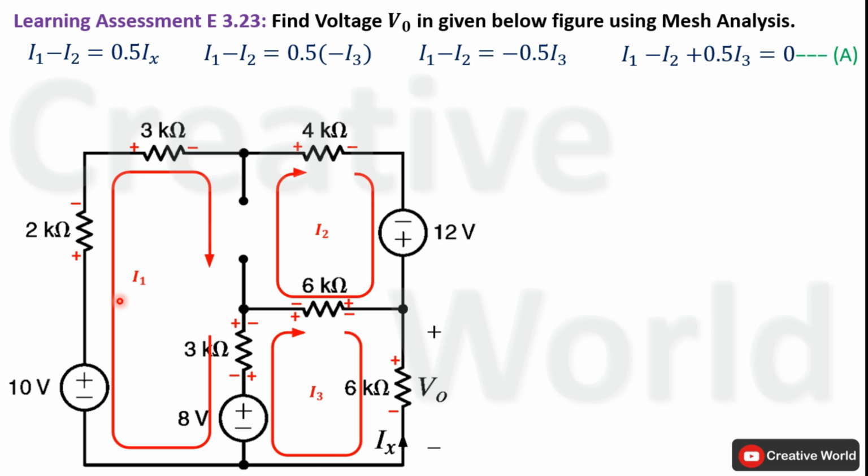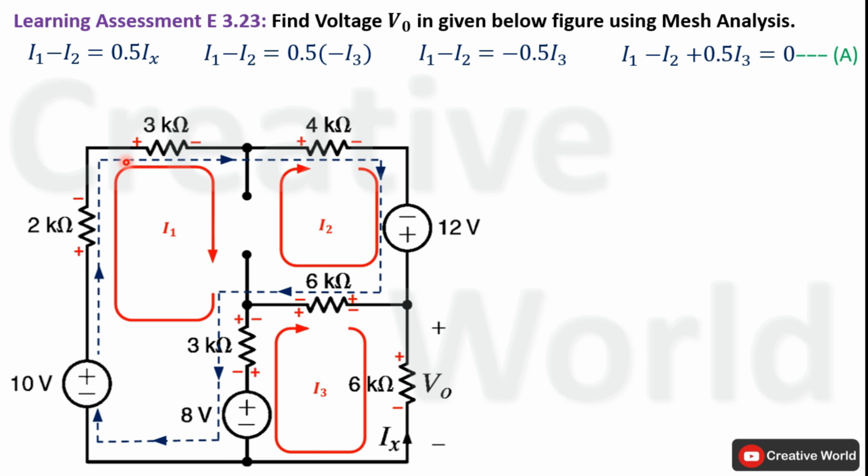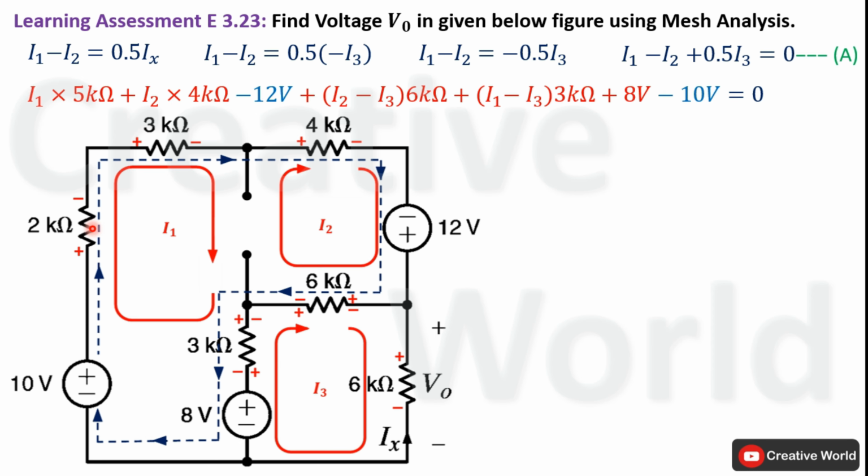Now, in order to apply KVL inside this network, we will use this path for the first mesh. We will start writing the KVL equation for this particular mesh. We will start from here. Current entering terminal of this resistance is positive. Now these two resistances are in series, so we can merge them by adding the values of both resistances, and the voltage across these resistances will be equal to the product of current I1 multiplied by the sum of these two resistances, that is 5 kilo ohm.